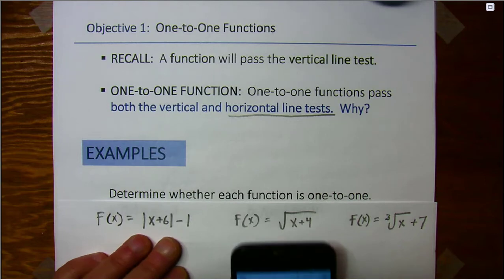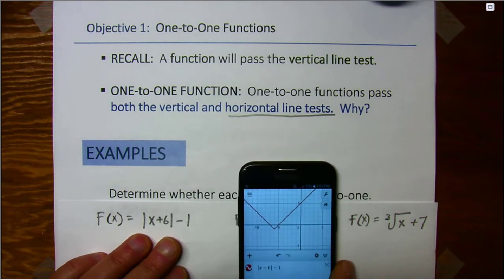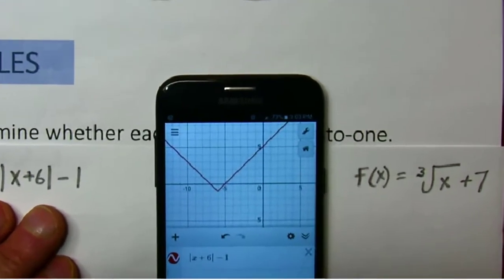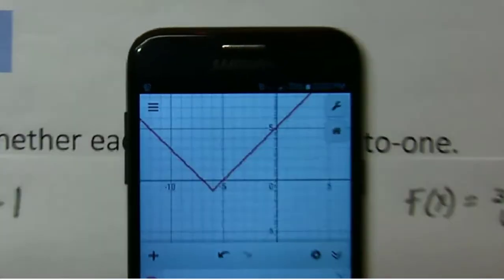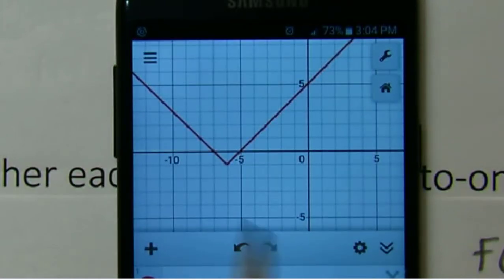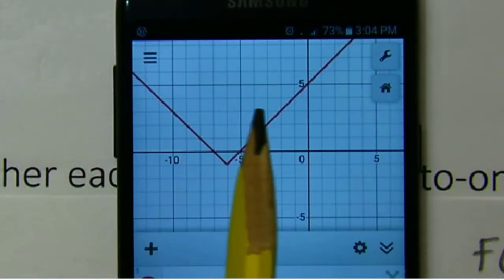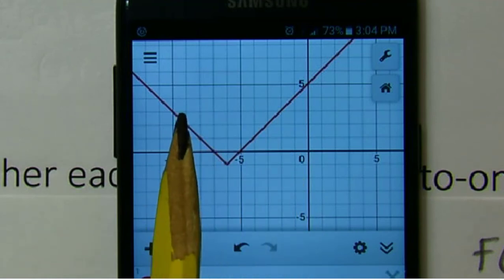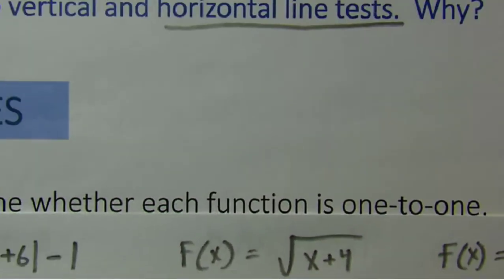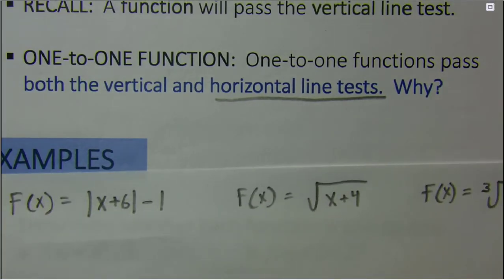Okay, let's take a look at this first one. There's the graph of the absolute value of x plus 6 minus 1. And if you take a look at that graph, you can see pretty quickly that that would fail the horizontal line test. We could shoot a horizontal line right across here and it would hit the graph in 2 spots. And so this one would fail the horizontal line test, and that means it's not one-to-one.